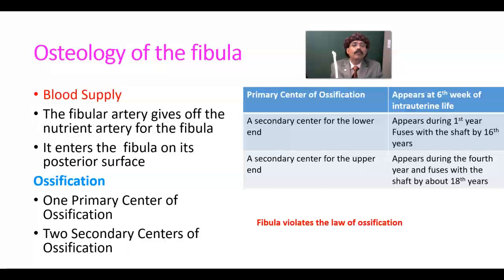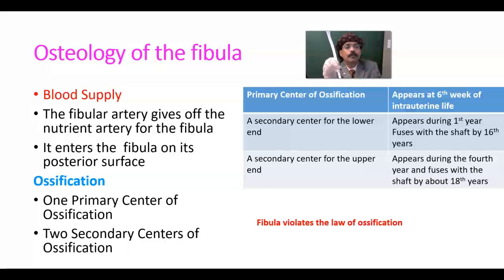Okay, blood supply of the fibula is from the fibular artery. The nutrient artery comes from the fibular artery. It is very important to supply the fibula. It enters the fibula on the posterior surface.